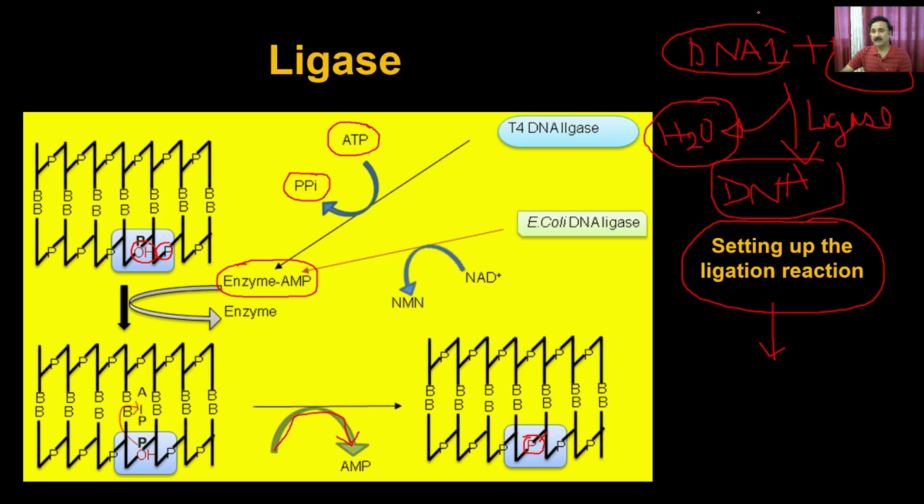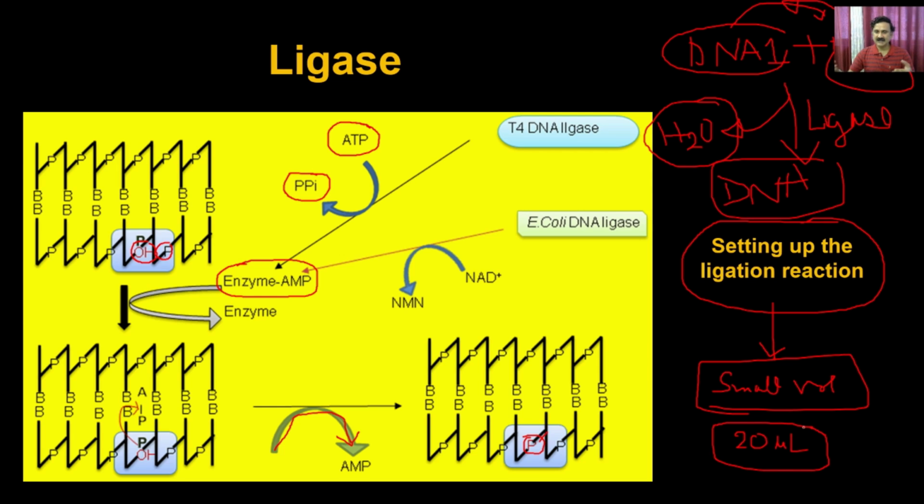So apart from that, this DNA and this DNA have to interact very extensively, and because of that, the ligation reaction has to be set up in a very small volume so that it allows molecular crowding, and because of that the ligation is going to be more and more efficient. So technically we always set up the ligation reactions in a volume of 20 microliters so that the enzymes as well as the two DNA you are adding, whether the vector DNA or the insert DNA, should interact extensively.